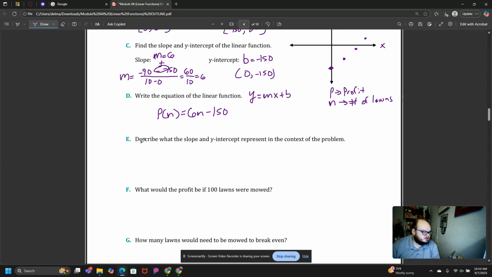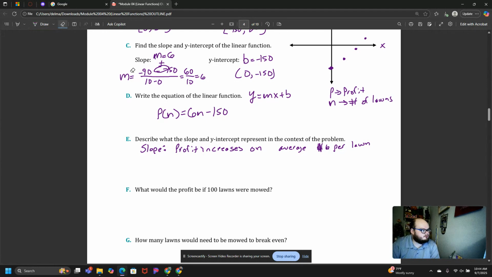So if I were to interpret these, what would I say? I'd say that the slope means that profit increases on average $6 per lawn. Let me just fix that dollar sign, because that dollar sign doesn't look anything like a dollar sign. $6 per lawn mowed.